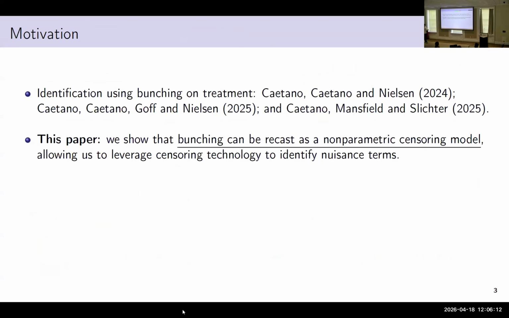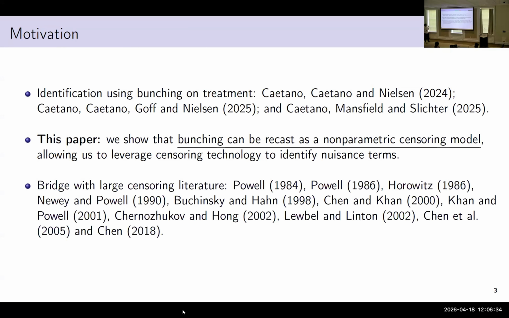So going straight to what we do in this paper, we're going to be thinking about identification using bunching on the treatment. And we'll make a point very directly. We're going to show how to recast bunching on the treatment variable as a non-parametric censoring model. And why do we like that? We like that because there's a very large literature on censoring since Powell 1984, with more recent contributions, and we can basically use these off-the-shelf methods to identify our causal effect.